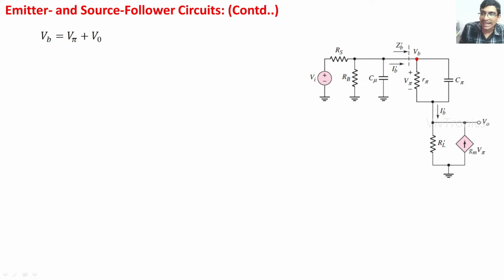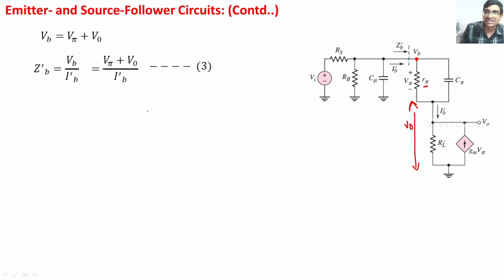And here the voltage at the node VB will be equal to the V pi voltage plus V naught voltage. So VB is equal to V pi plus V naught because it is the voltage across these two. Here the voltage is V naught across the load resistance RL dash, and V pi is the voltage across the R pi resistance, and these two voltages combined are nothing but VB. And ZB dash is equal to the ratio of voltage to current. Here the voltage is VB and the current is IB dash. Therefore, we can replace VB as V pi plus V naught. That is equation number 3.